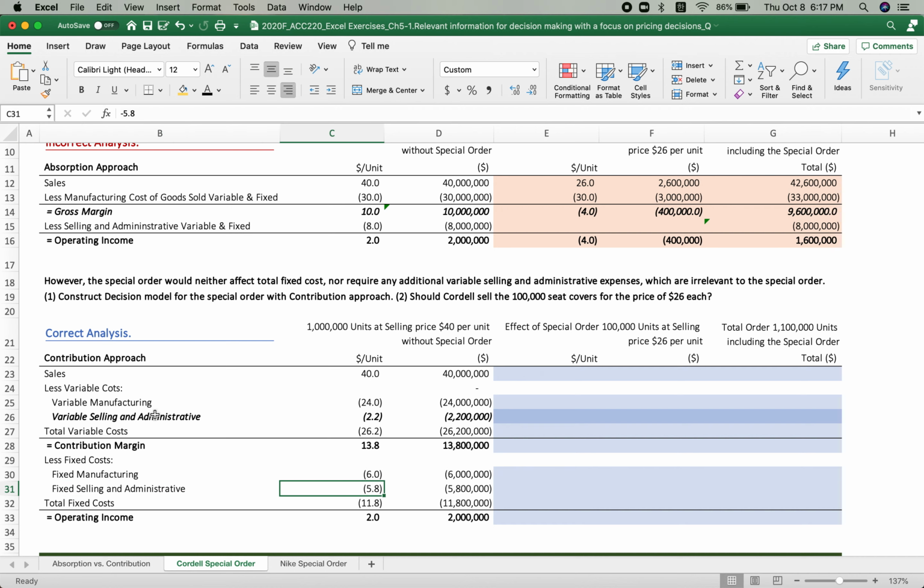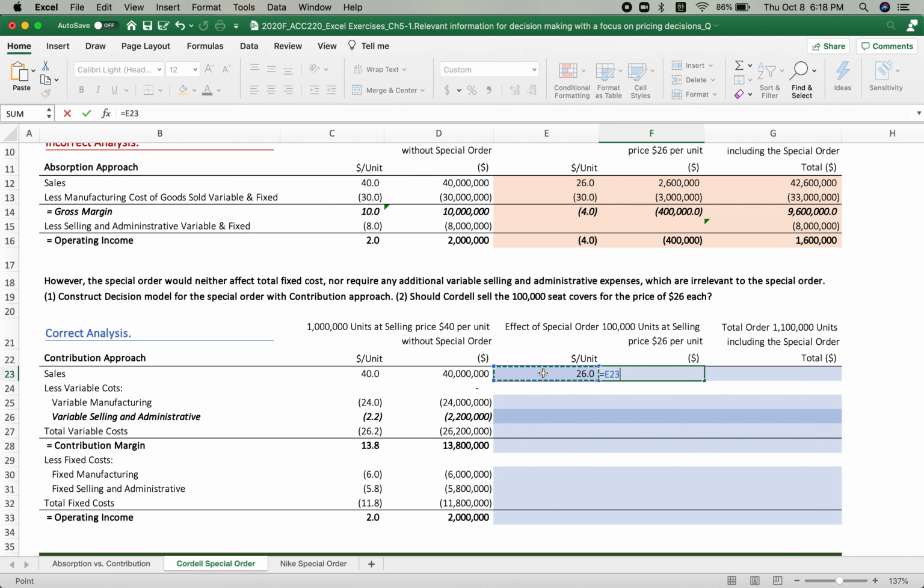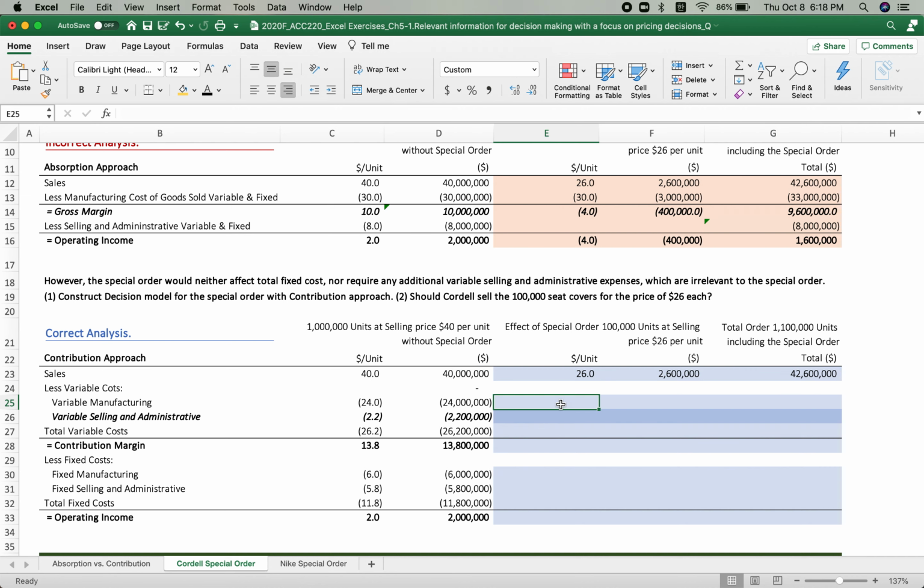Now we have all this variable and fixed cost information, so we can identify whether this special order can be accepted or rejected based on the contribution margin result. So the sales price is again $26, and we take this order, how many? 100,000. So total sales is just the sum of these two.